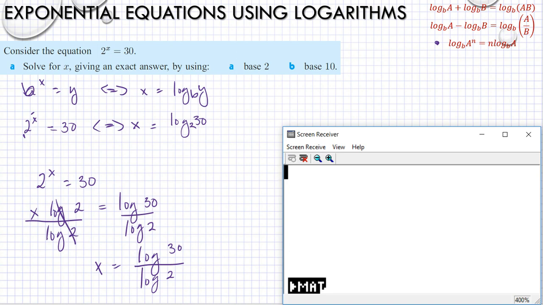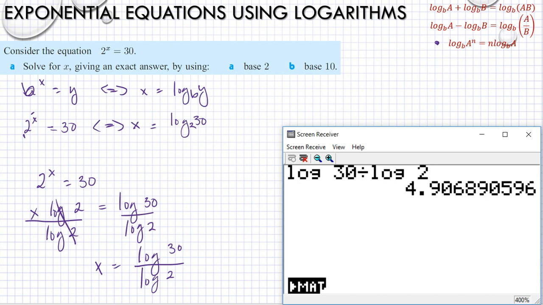If you are wondering which calculator I am using, I am using Casio FX9750G2. Okay, if we're going to use logarithm of 30 divided by logarithm of 2, that is 4.9, and then for logarithm of 15, that is 1.17. They are not the same.